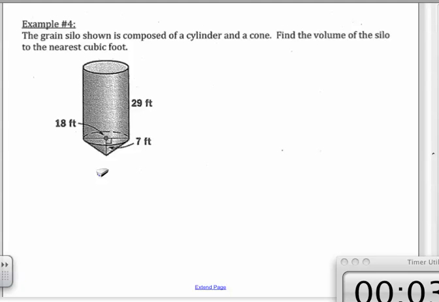But guys, I hope you also see that this is two figures. It's a cylinder and a cone. So we need to find the volume for each and then add them together. Now the volume of the cylinder, you're going to remember, is the area of the base times the height. The volume of the cone, of course, is 1/3 the area of the base times the height. Do you guys agree the base is the same for each one of them? It's the same circle for each one.